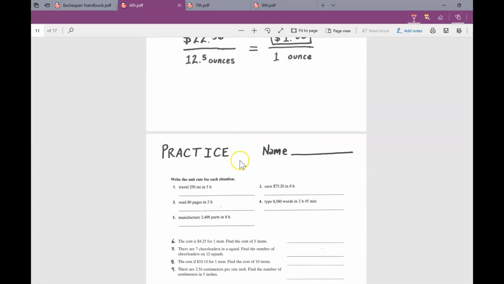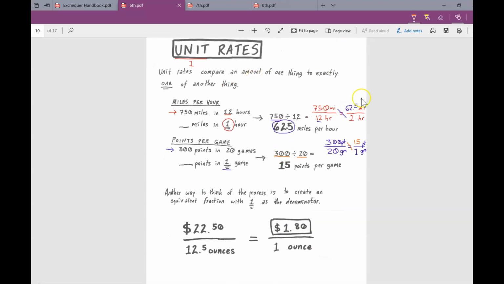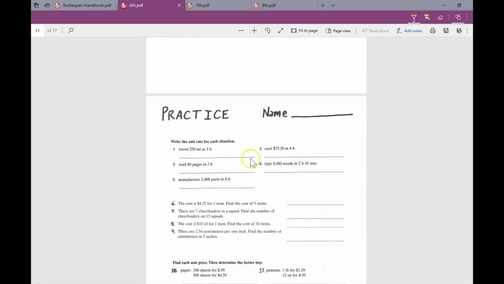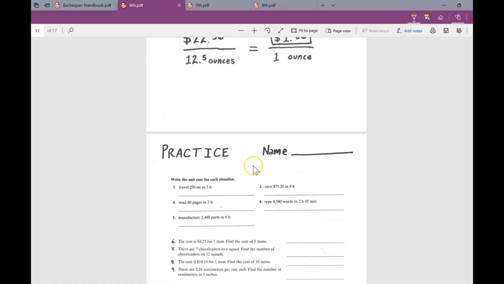Your homework for today is going to be these 9 problems. All of these, numbers 1 through 5, are going to be just like what we did up here. Make sure you get your units in the right places. The one of these that I would recommend you be careful with is you're going to need to convert 2 hours and 45 minutes into a total number of minutes. I want the answer to number 4 to be words per minute.